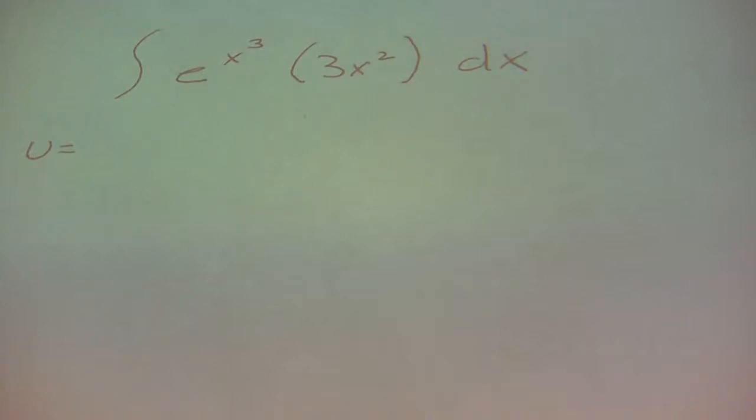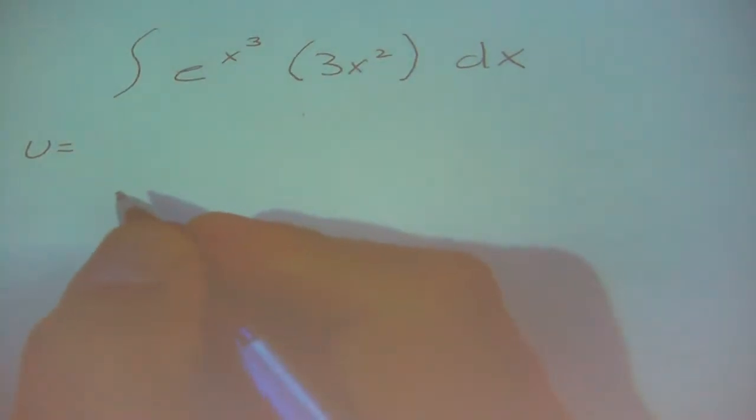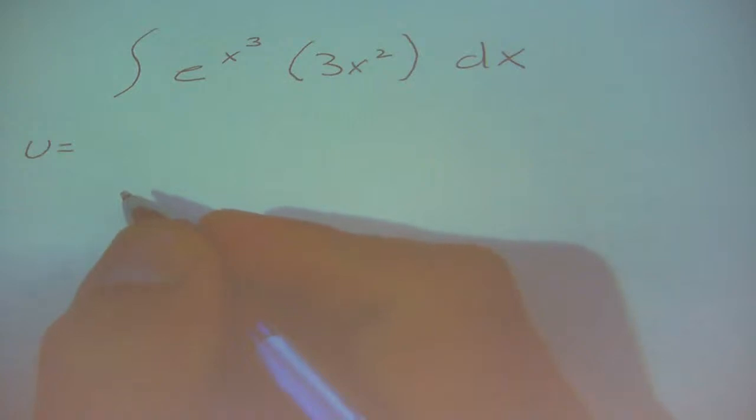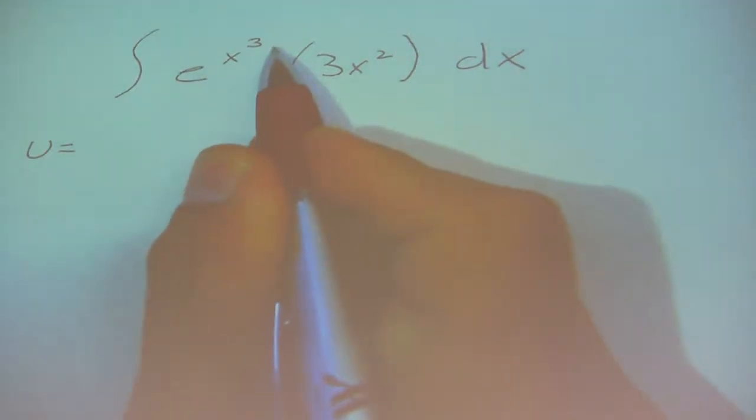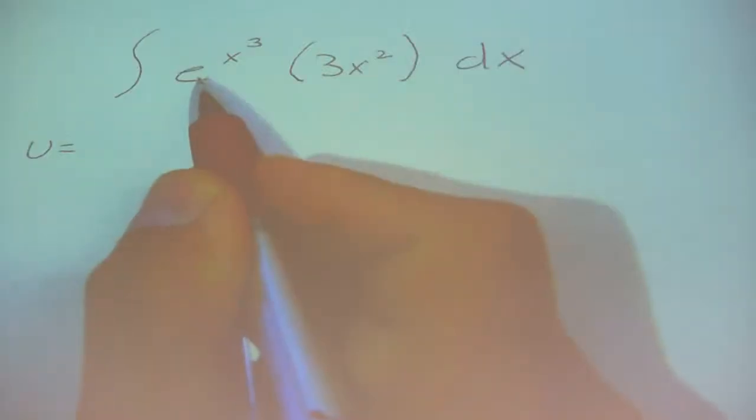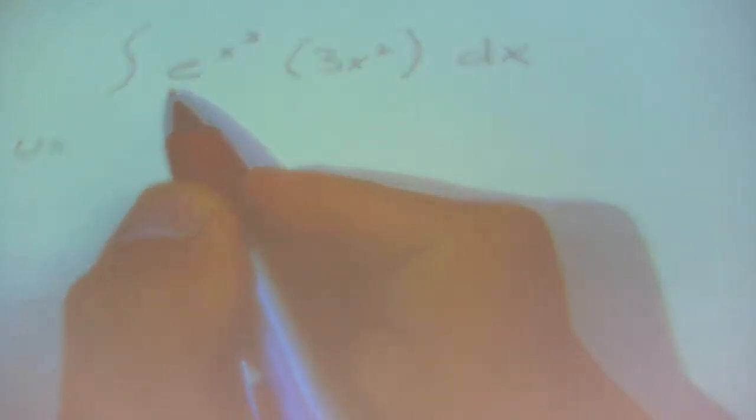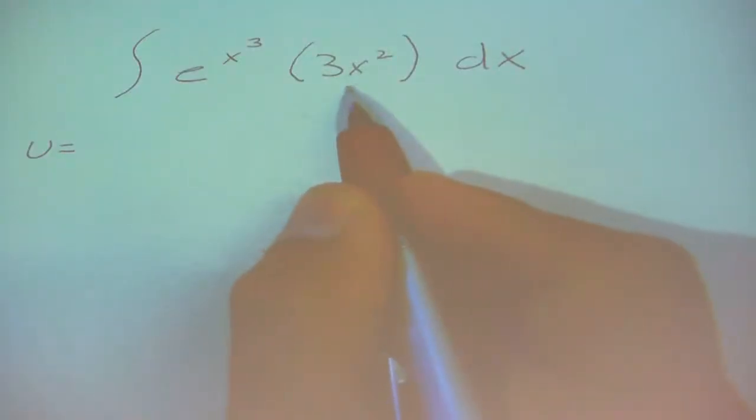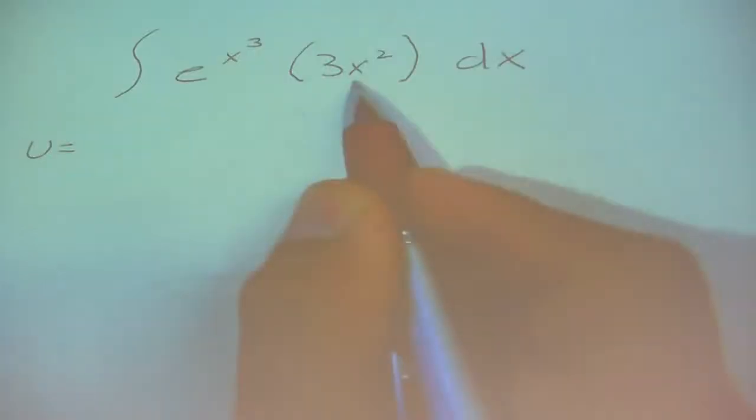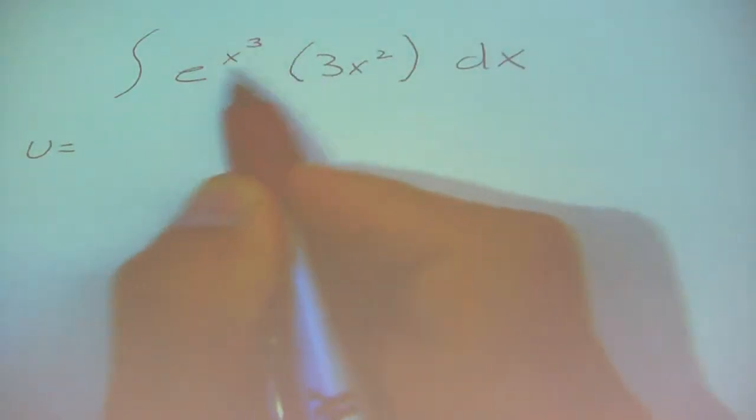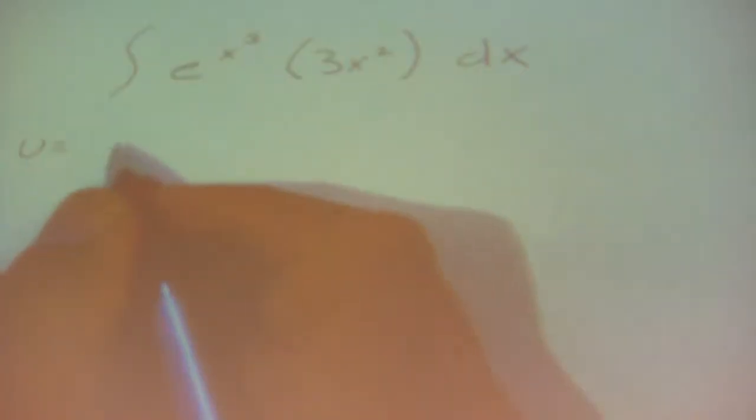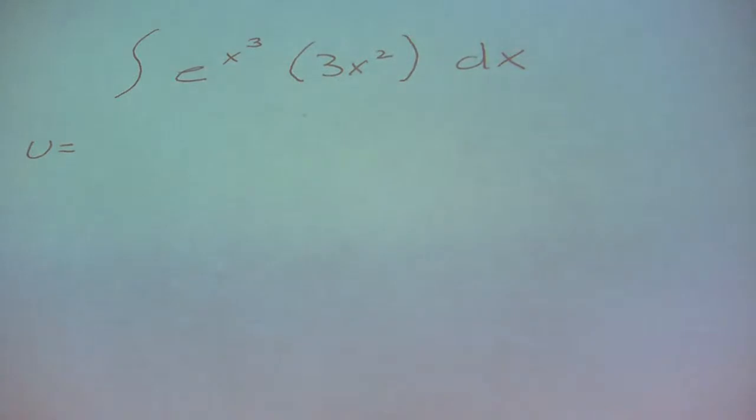You can make anything you want u, but only one u will work. It should make your life easier, and the derivative should make your life easier. Okay? So, what do you think? What should u be? Say it. The whole thing, e to the x to the third? Possible, but if I try to take the derivative of that, it's going to get real ugly. What else? 3x squared. Possibly, but what's the derivative of 3x squared? 6x. Is that going to help me with this? Nope. Nope, not e. It's funny, you're picking everything except the right answer.